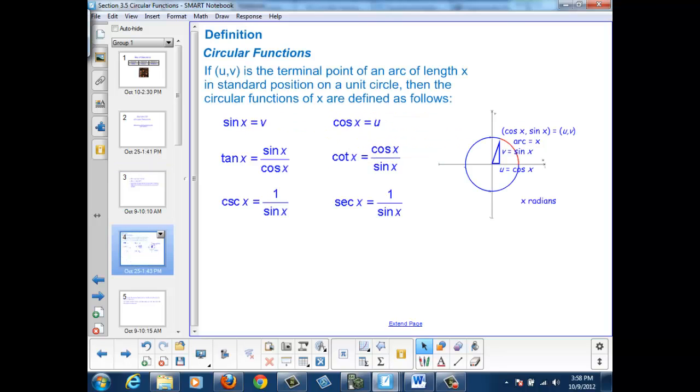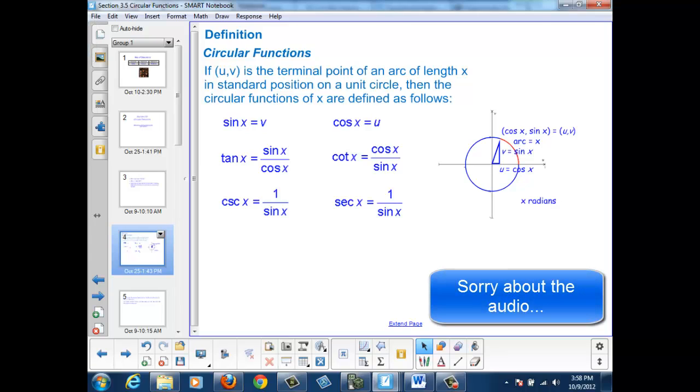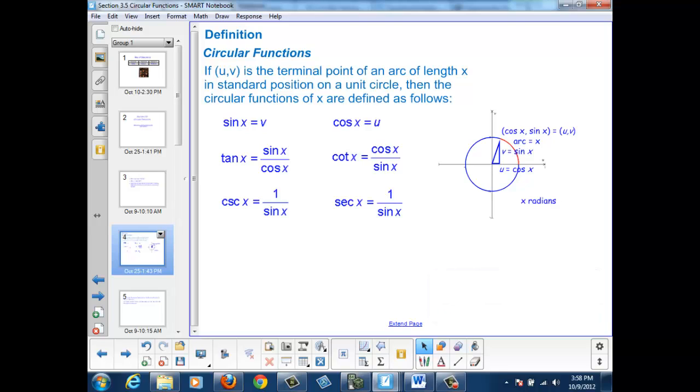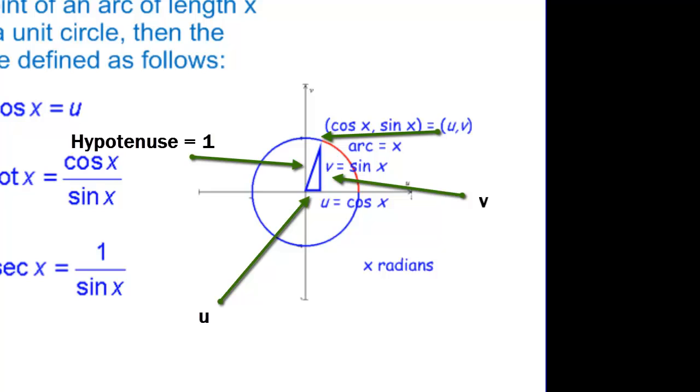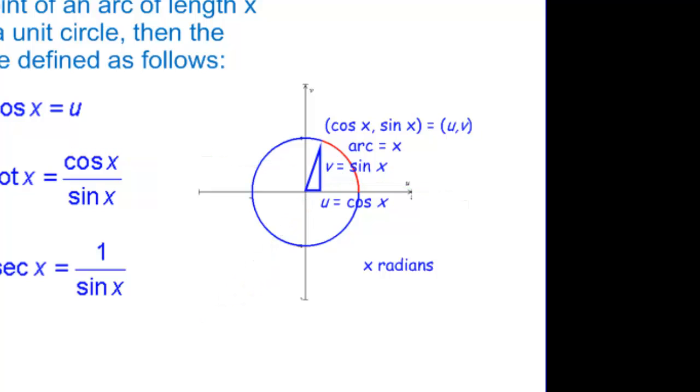Circular functions are the same as our trigonometric functions, except they're using radians instead of degrees to calculate our values. If we use a unit circle and pick a point on the edge of our circle, u comma v, u would be the adjacent side of our reference triangle, v would be the opposite side of our reference triangle, and our hypotenuse would be 1, which means that our u coordinate is actually the cosine of x, the adjacent side over 1. And our v coordinate is the sine of x, or the opposite side over 1.